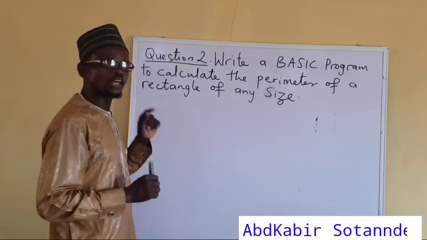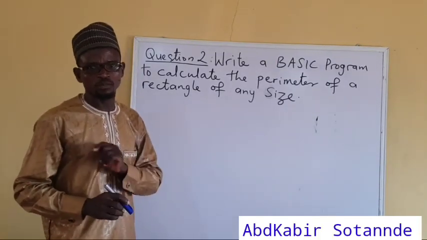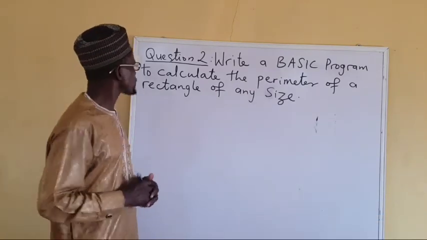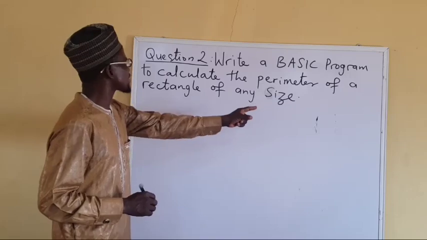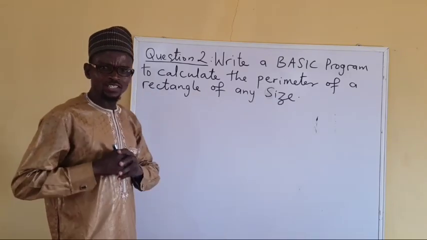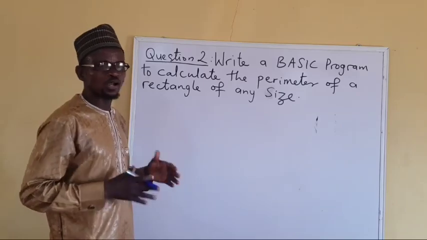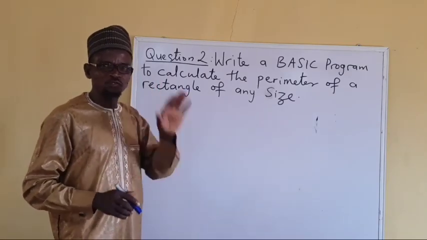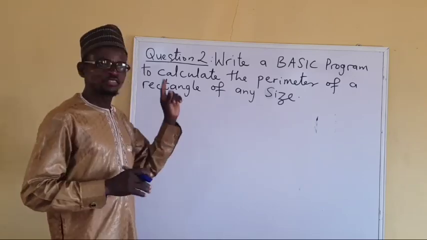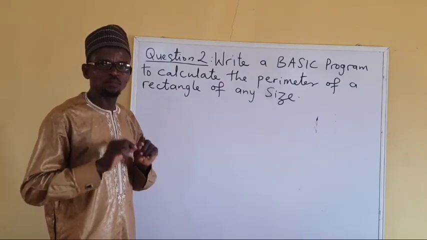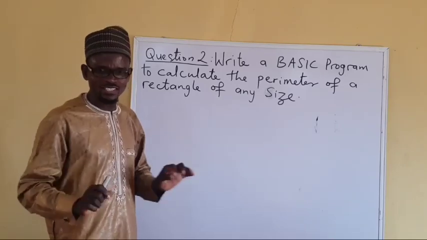Today we want to solve another problem using basic programming language. Look at this problem. Write a basic program to calculate the perimeter of a rectangle of any size. In my last video, I talked about how to calculate the area of a rectangle with a specific size. But now, this question is talking about using a basic program to calculate the perimeter of a rectangle of any size.